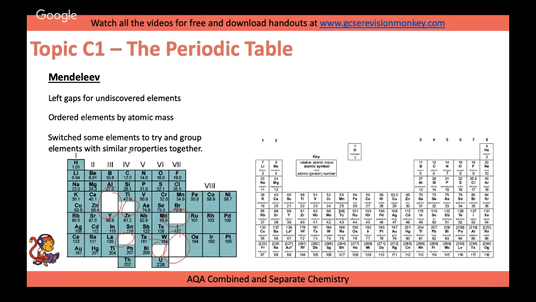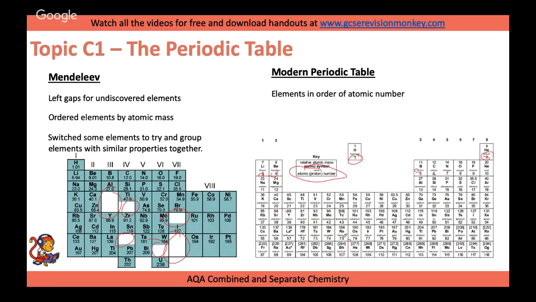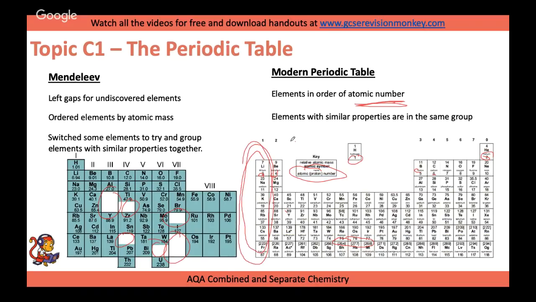But there were still some differences to today's periodic table, because this is the modern periodic table over here, and we actually order it by atomic number. So that's the bottom number. So it goes 1, 2, 3, 4, 5, 6, and it all goes up in order, okay? If you look at masses, they mostly go up, but in a few situations, like down here, they actually go up and down again. So we do it by atomic number, and we group elements with similar properties together in the same group.